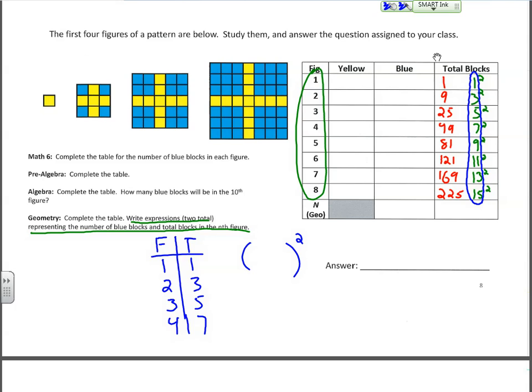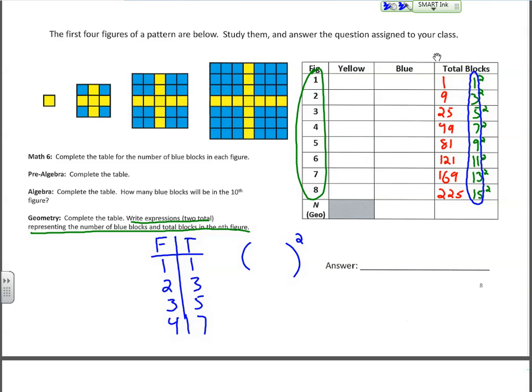Okay? So we can kind of ignore the power of 2 for now to get to that intermediate number and then just square it every single time to get to our actual total block tally. Okay? And then from that, you can think about it as the total blocks, and you're just subtracting the number of yellow blocks to get to blue. That could be a route you go and find the pattern for that.